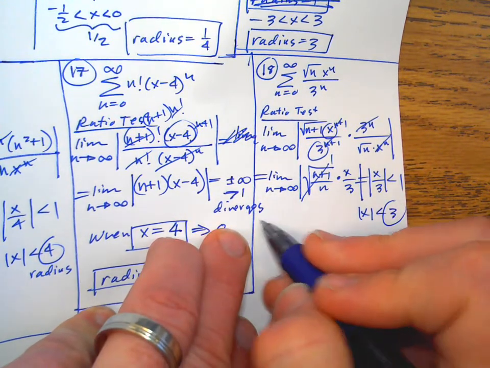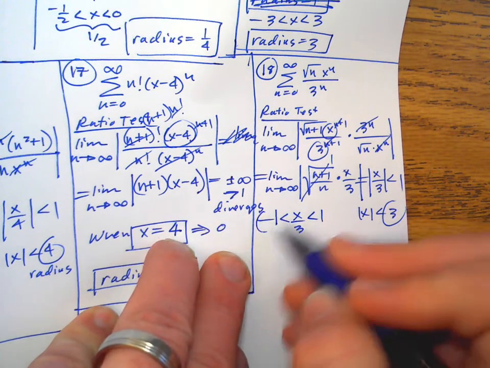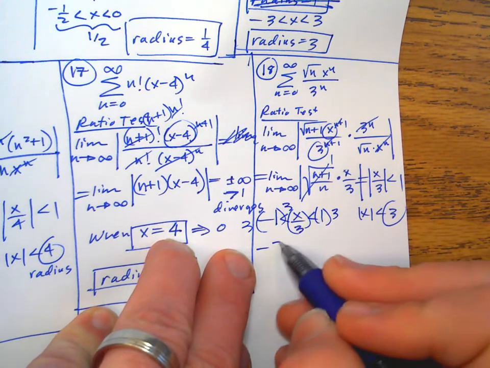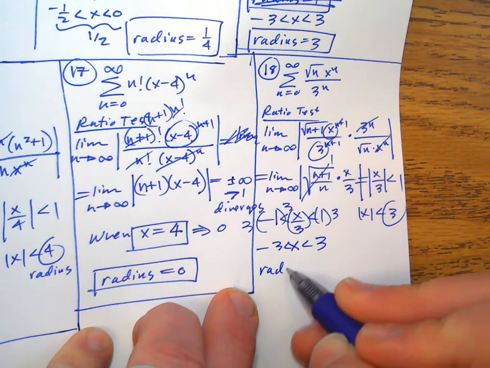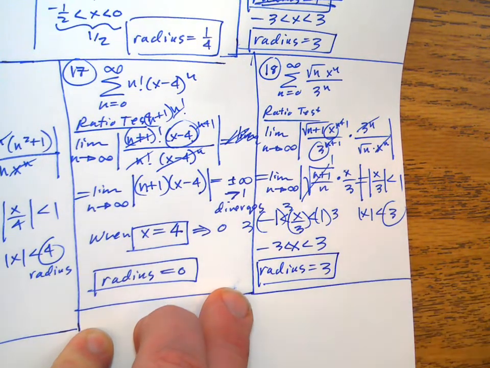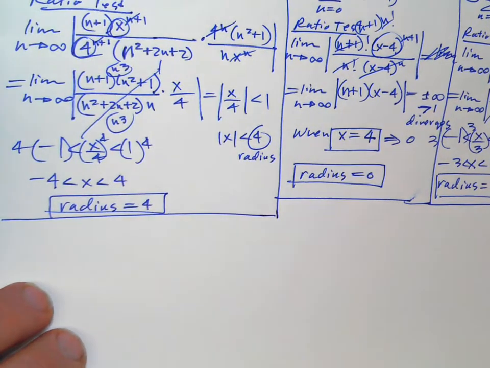Or you could start solving it. But the radius is 3. Okay, we're not worrying about the endpoints right now. We would if we were looking for the interval of convergence.